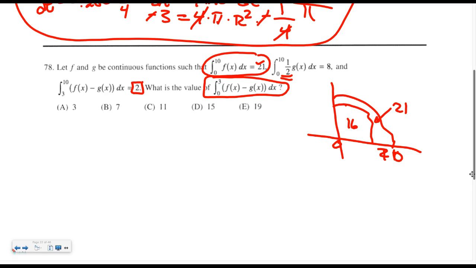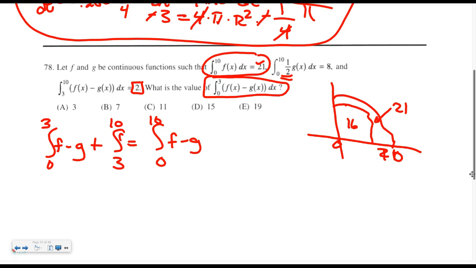Well, here's what you have to figure out, that to go from 0 to 3 under the curve, and I'm going to use bad notation, first you're going to have to go from 0 to 3 plus from 3 to 10 is going to have to equal the whole way from 0 to 10. And again, my integrand in this scenario is f minus g. Really what I'm just saying is that the first part plus the rest of the way has to equal the whole way.